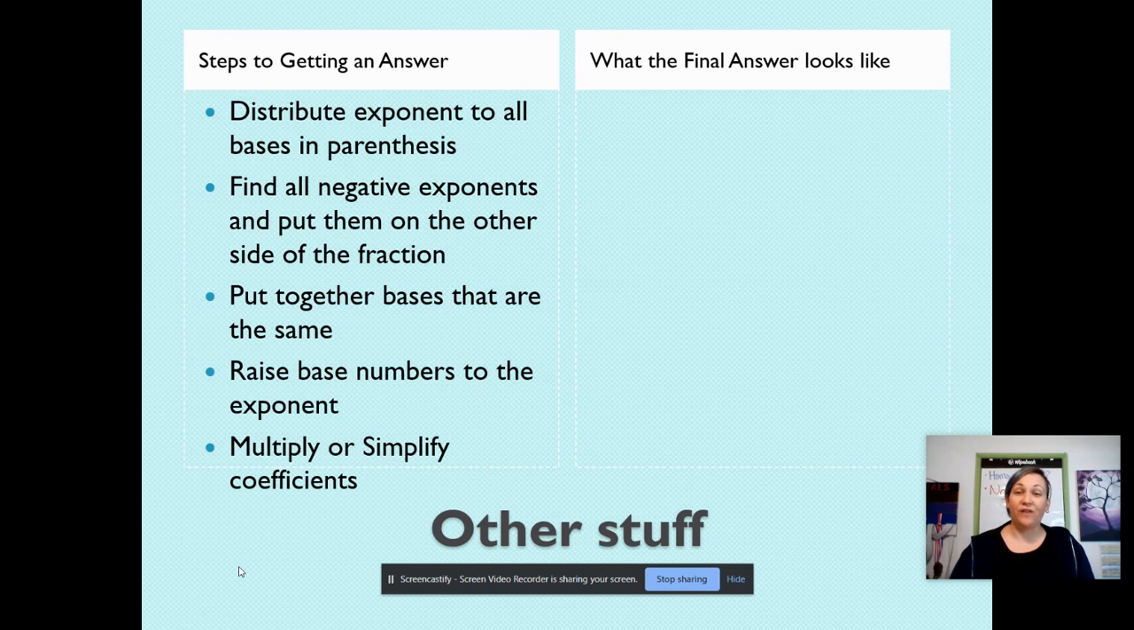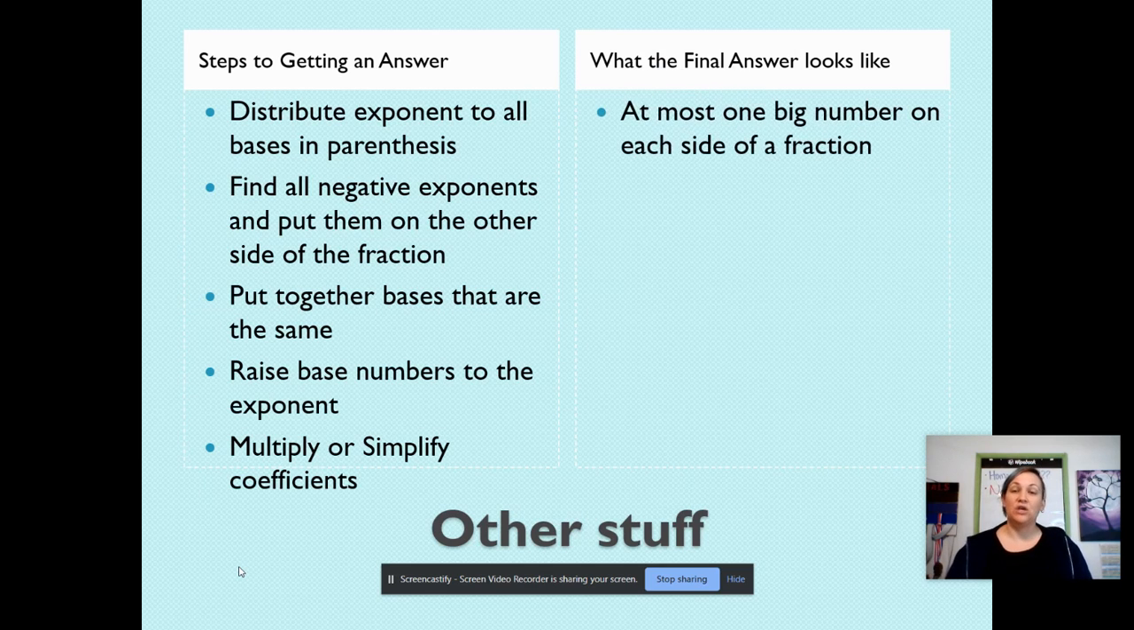Once you think you have your final answer, you should go through a checklist and make sure that you do actually have a final answer and that there's no more math that you can do for that problem. One thing that you should check for is your coefficients, your big numbers, and you can have at most one big number on each side of a fraction. So you are allowed to have one coefficient on top of a fraction and one on the bottom of the fraction. If it's not a fraction, then at most you can have one large number.